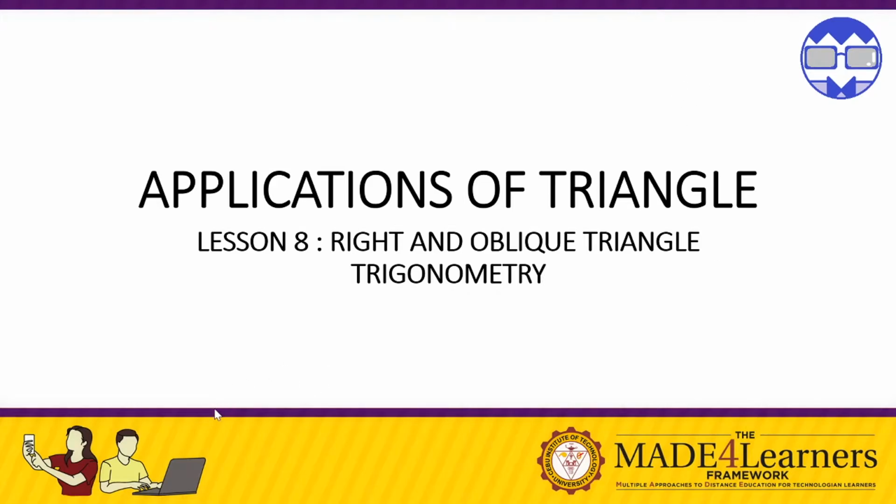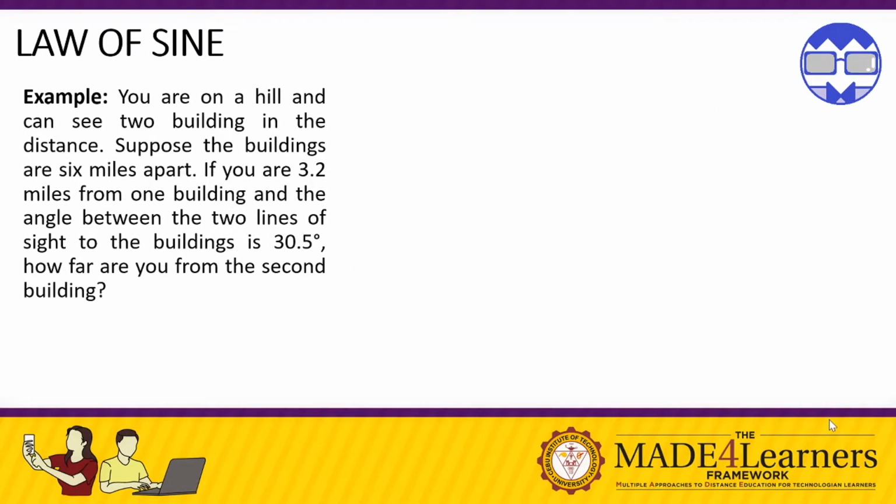So in this video, we are going to discuss problems or applications involving law of sines. So let's begin. Let's have example number 1. You are on a hill and can see two buildings in the distance. Suppose the buildings are 6 miles apart. If you are 3.2 miles from one building and the angle between the two lines of sight to the buildings is 30.5 degrees, how far are you from the second building?